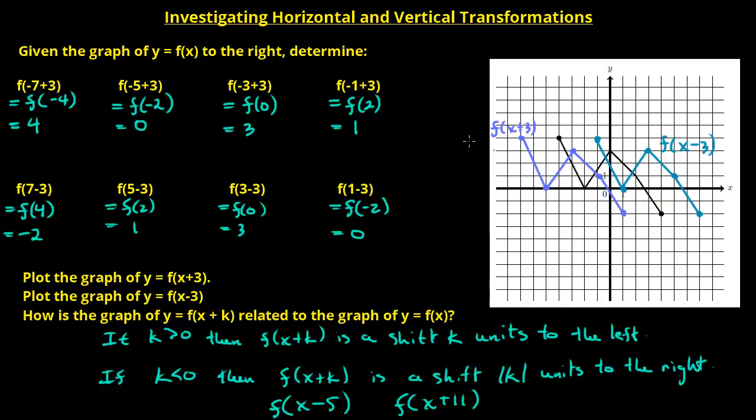So if I know what my function f of x looks like, and I've got it written in the form where I have f of x plus k, I know how to graph f of x. I know how to produce the graph of f of x plus k, because it's either a shift to the right or a shift to the left, depending on whether k is positive or negative.